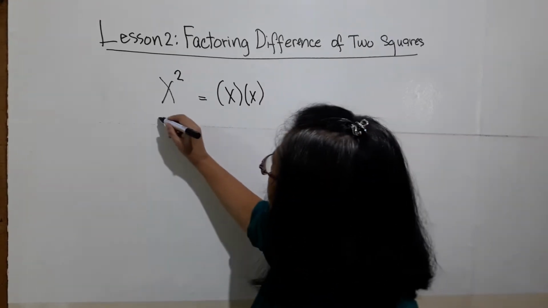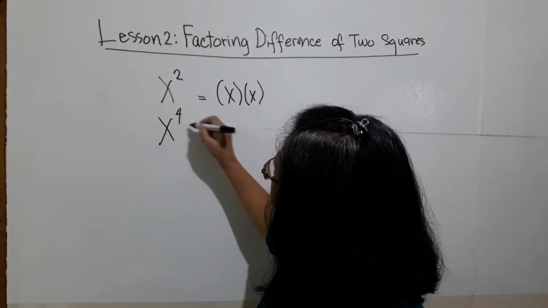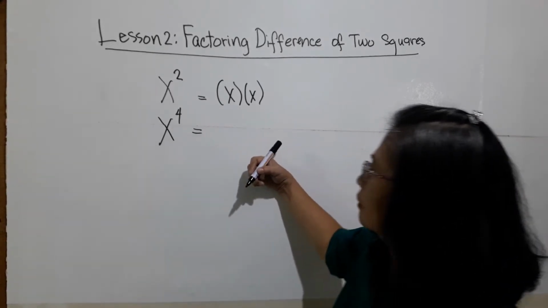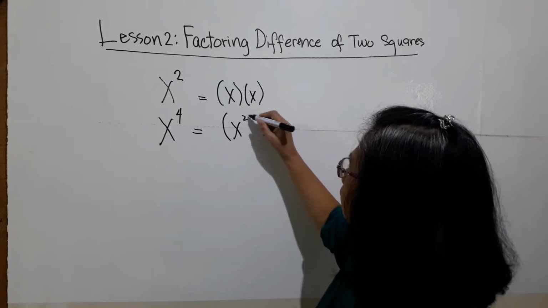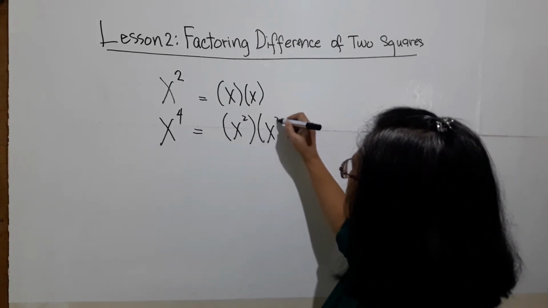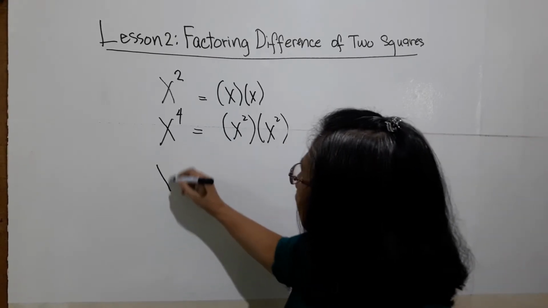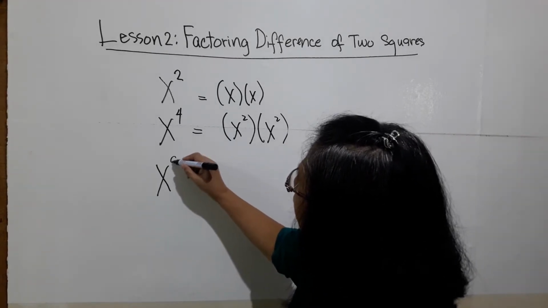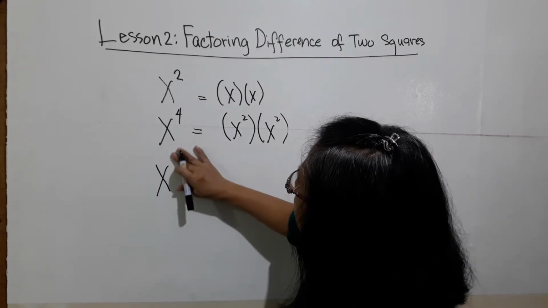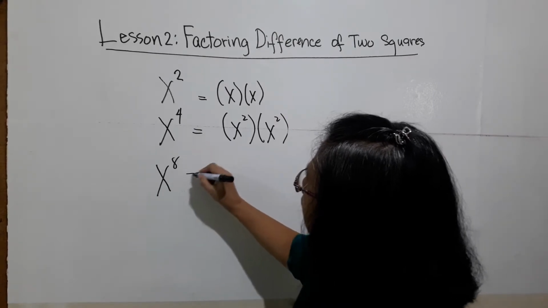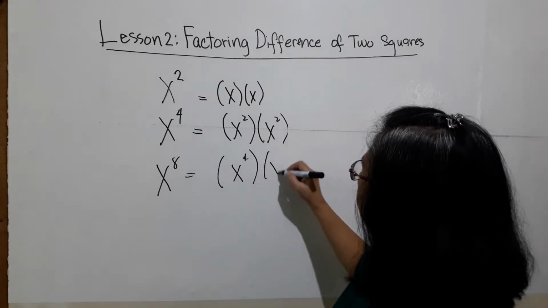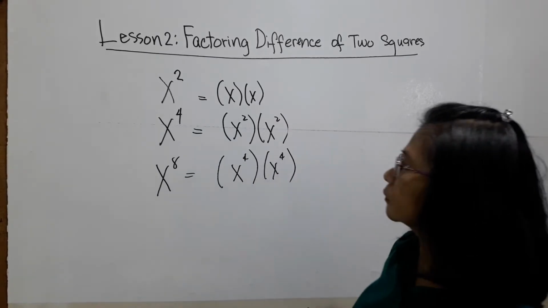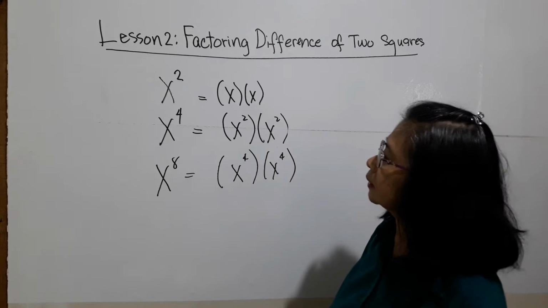What about if I have x to the fourth? I can show the factored form as x squared times x squared. What about if I have x to the 8th? I can have x to the 4th times x to the 4th. What do you notice?